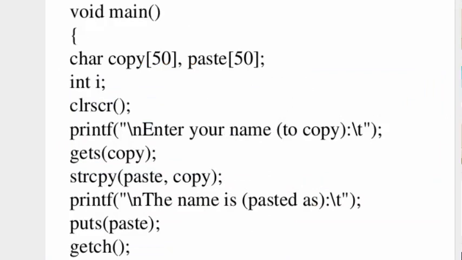Let's have a look at an example to copy a string to another string. For that we need to have two strings. So we have declared two strings, one with the name copy of size 50 and the other with the name paste of size 50, and i is our variable. Here we are simply displaying a message to enter your name. So our string is initially copy, so I am reading copy here.